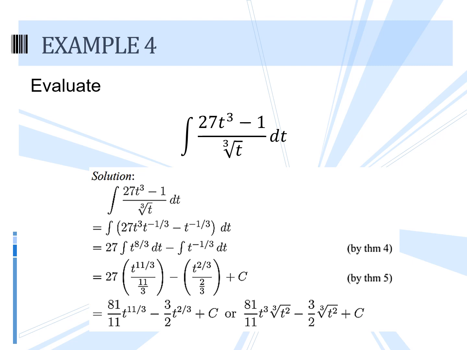Then by theorem 4, we have 27 times the integral of t raised to 8 over 3 dt minus the integral of t raised to negative 1/3 dt. By theorem 5, we have 27 times the quantity t raised to 11 over 3 all over 11 over 3 minus the quantity t raised to 2/3 all over 2/3 plus c. Therefore, the value of the integral is 81 over 11 t raised to 11 over 3 minus 3 over 2 times t raised to 2/3 plus c.